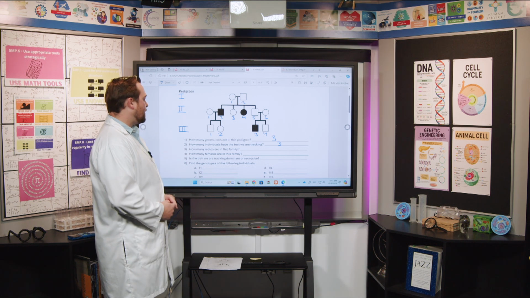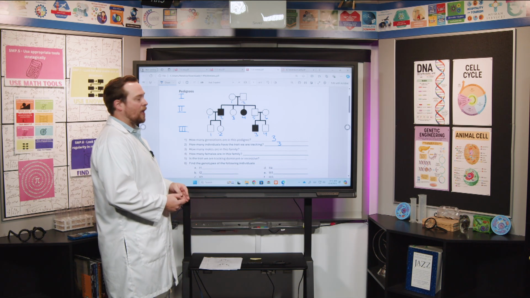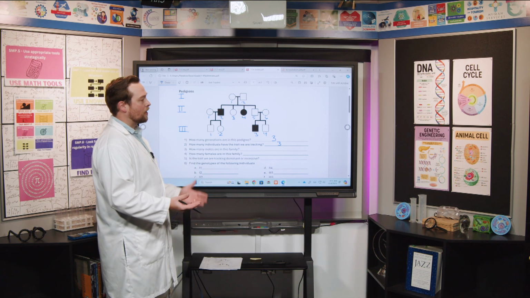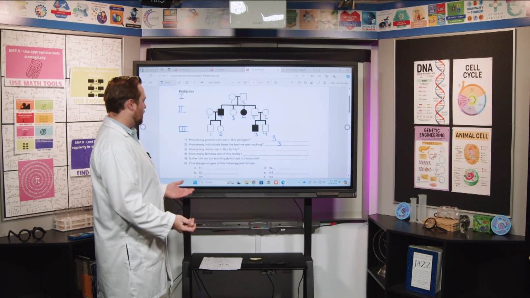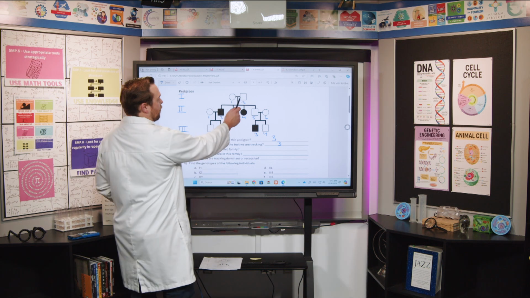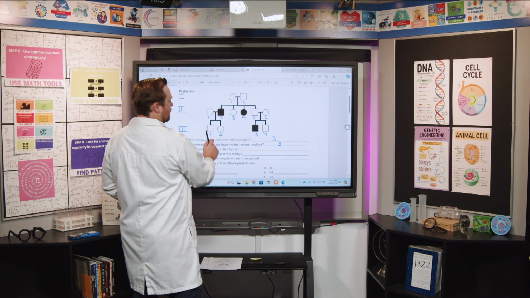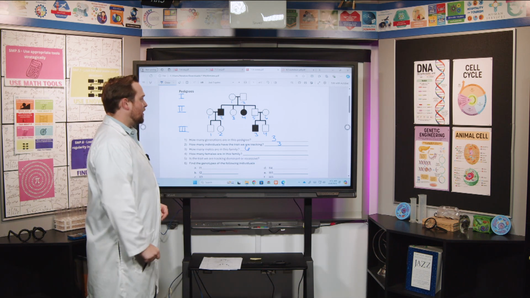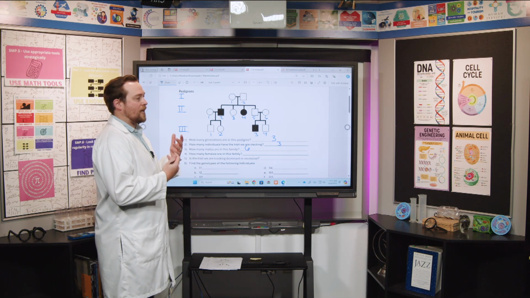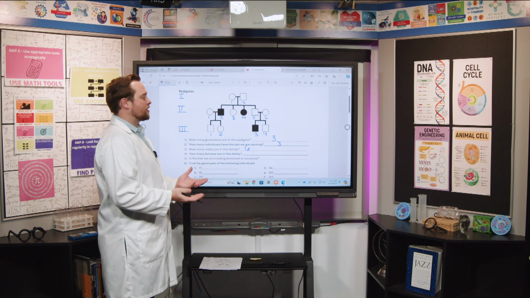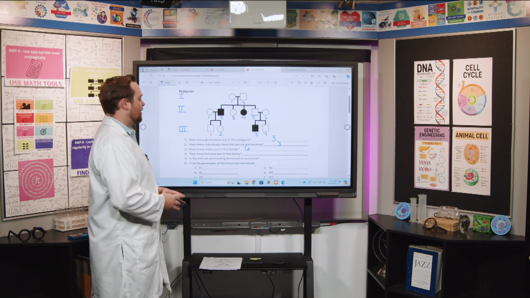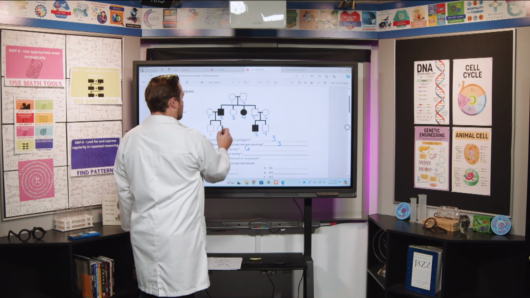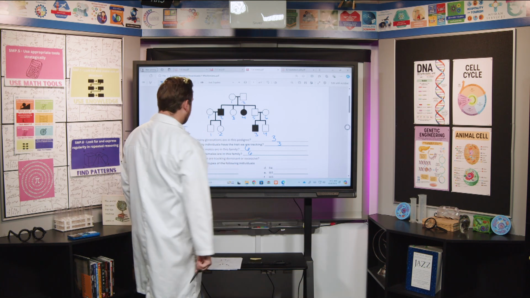Number 3 says, how many males are in this family? What should we count to figure out how many males there are? What shape are we counting? We're going to count the squares, right? Because squares are males. So 1, 2, 3, 4, 5, 6. So there's 6 males. All right, how many females? Females are designated by a circle. So let's just count how many circles we have, and that'll tell us how many females are in this family. 1, 2, 3, 4, 5, 6. So 6 and 6. Great.